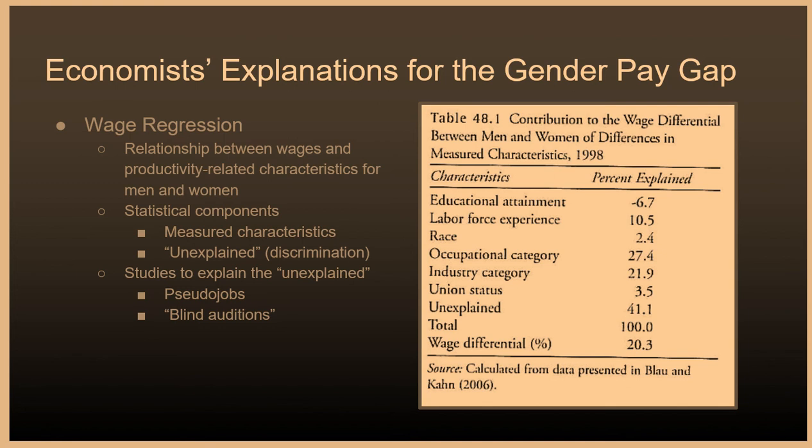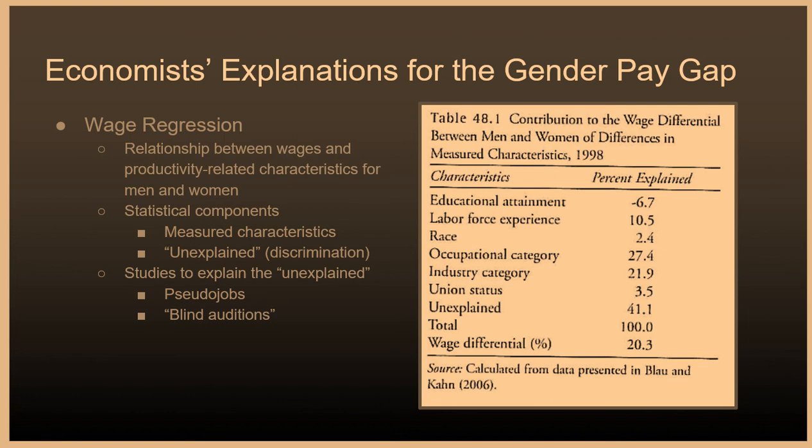If you look at the table shown here, you will see that there is a list of 6 characteristics. Next to these characteristics is the percentage of the earnings ratio difference that each concept is said to explain. The most important characteristics listed here are educational attainment, labor force experience, occupational category, and industry category. The percent explained by education is listed as roughly -7%. This means that the average education level of women helps to reduce the pay gap by 7%.